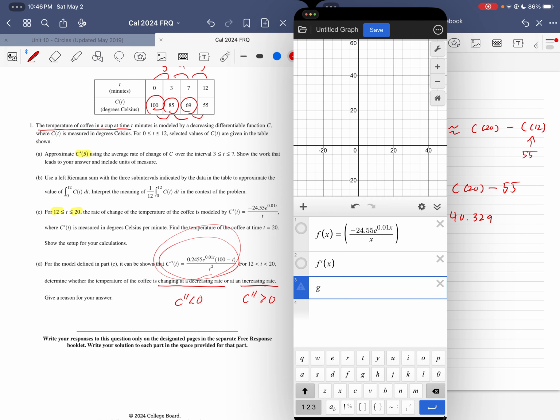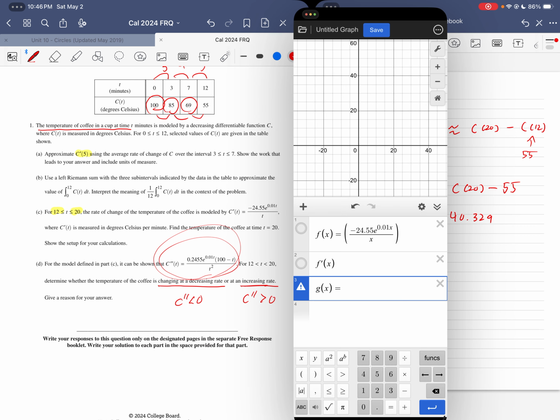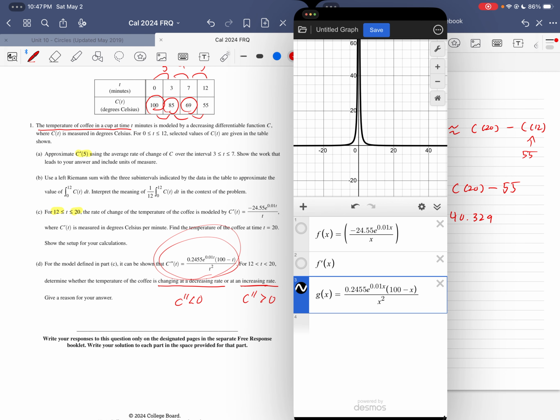But for you, I'm gonna use what they give us, which is 0.2455 e to the 0.01x, parenthesis 100 minus x, over x squared. So as you can see, these two graphs are exactly the same thing. So that's what I'm saying. You could actually utilize this, but this one they gave to us, so I'm gonna just use this.